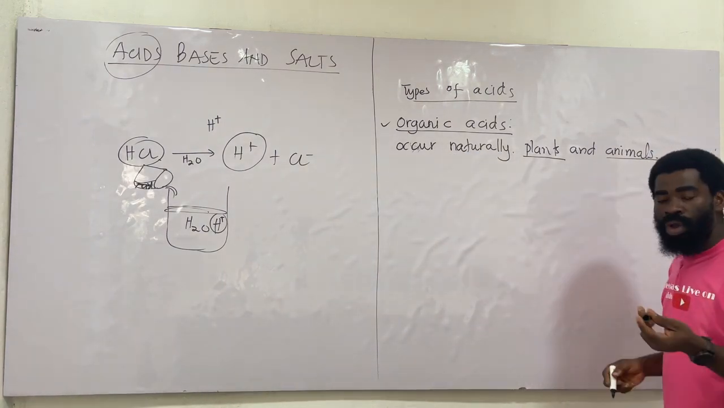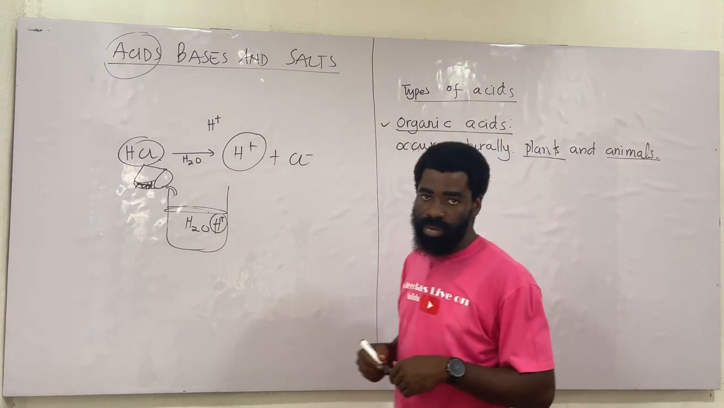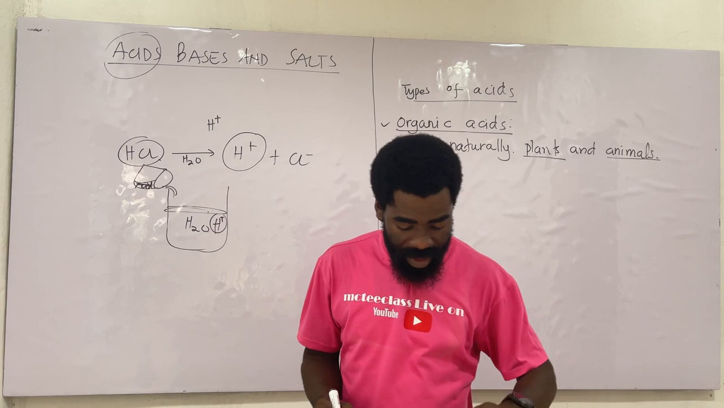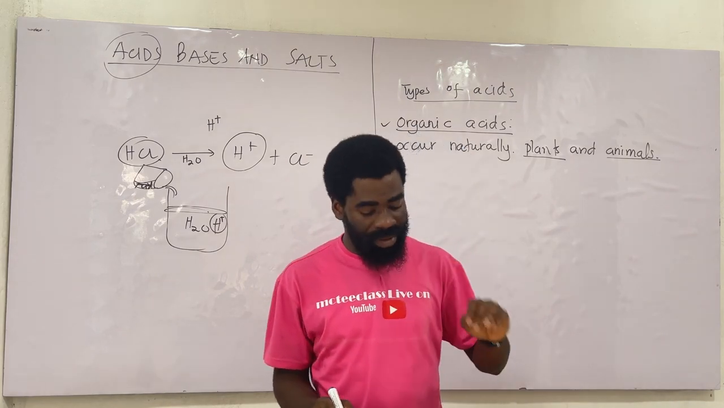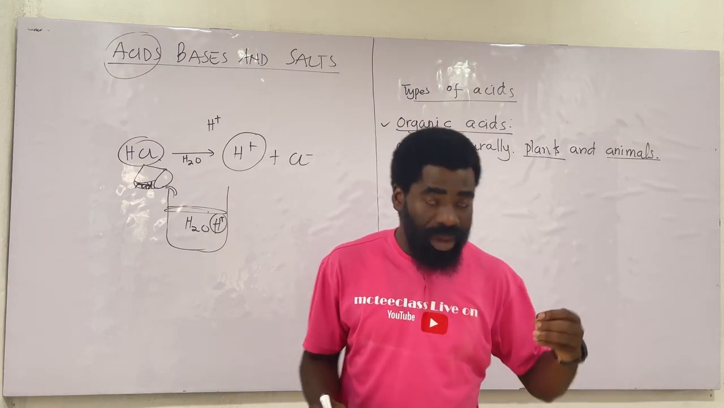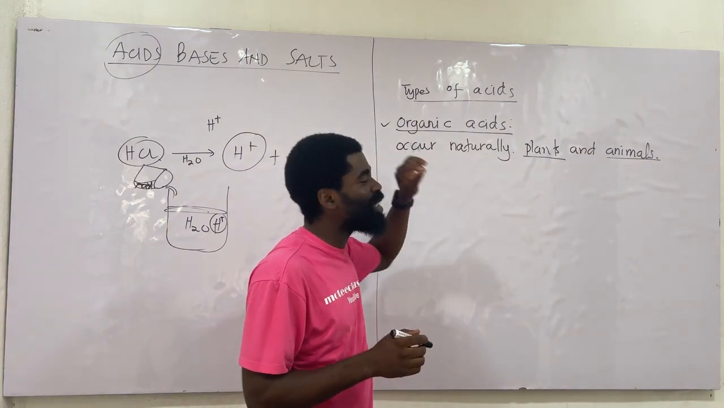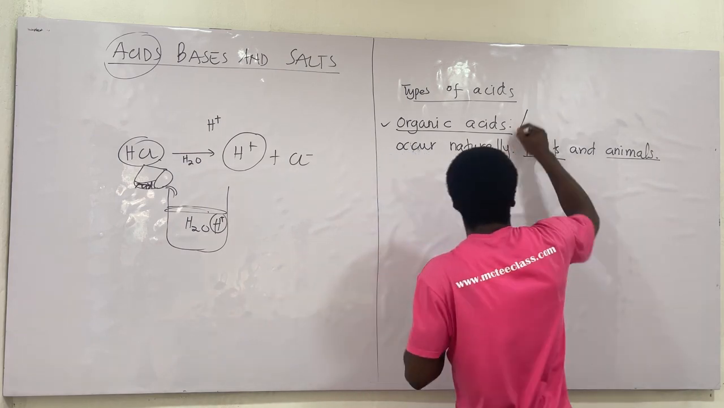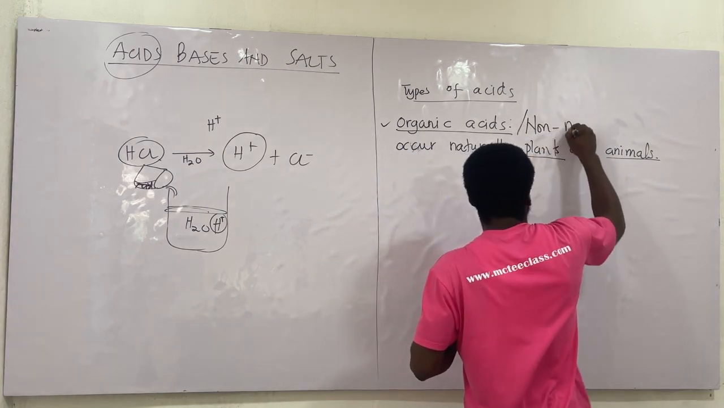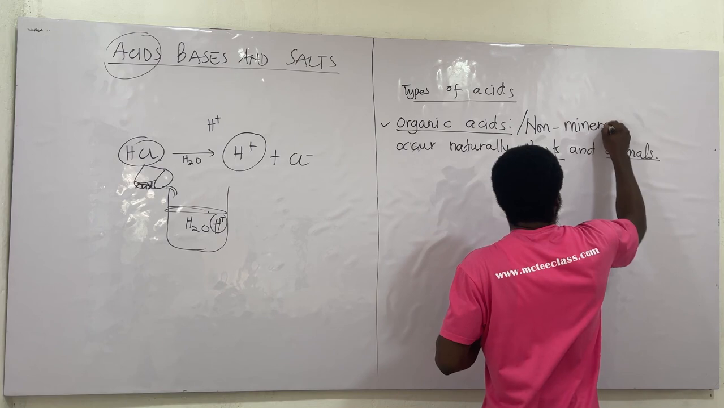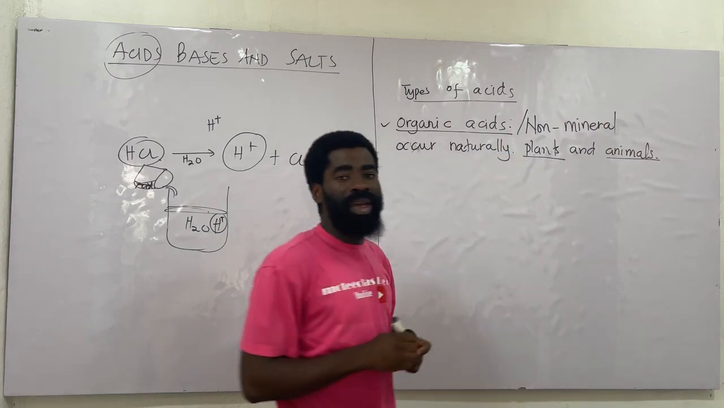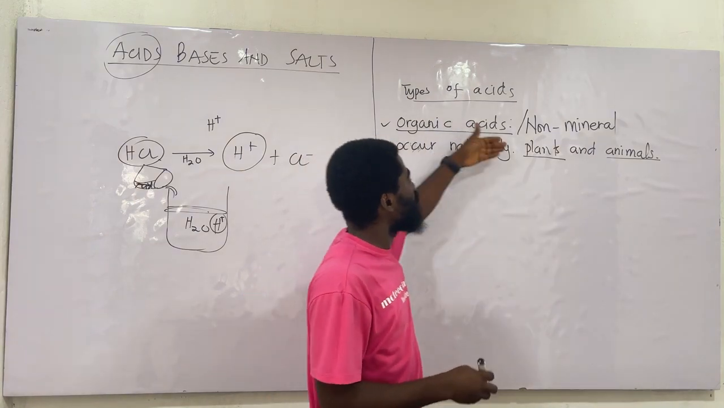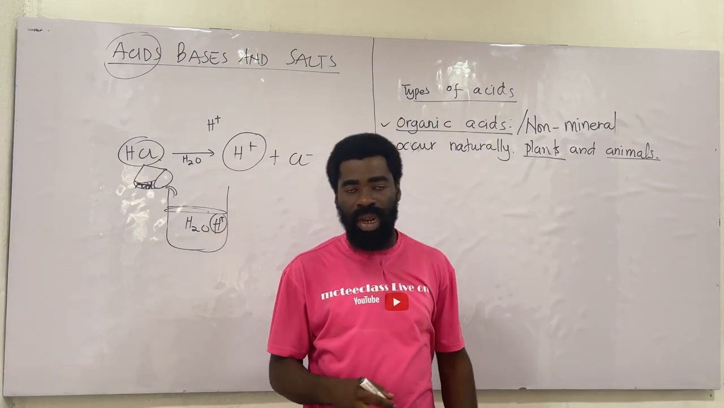In plants, when you take your citrus fruits, like lemon and orange, they also contain acid, and that acid is called ascorbic acid. Now, these acids are also known as non-mineral acids. So another name for organic acid is non-mineral acid. If I say define non-mineral acid, these are acids that occur naturally in plants and animals. You get the point I'm making here.